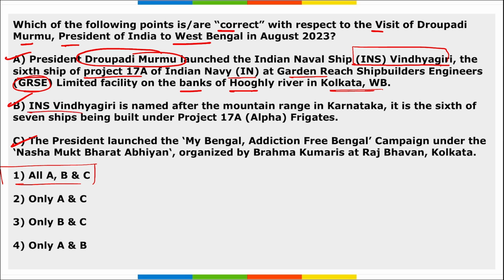Then INS Vidyagiri is named after a mountain range in Karnataka, and it is the sixth of the 7 ships being built under Project 17A frigate. So yes, option B is also right. C. The President launched the My Bengal Addiction Free Bengal campaign, that is Nasha Mukt Bharat Abhiyan, organized by Brahma Kumaris at Raj Bhavan in Kolkata. So all these 3 options are rightly mentioned here.